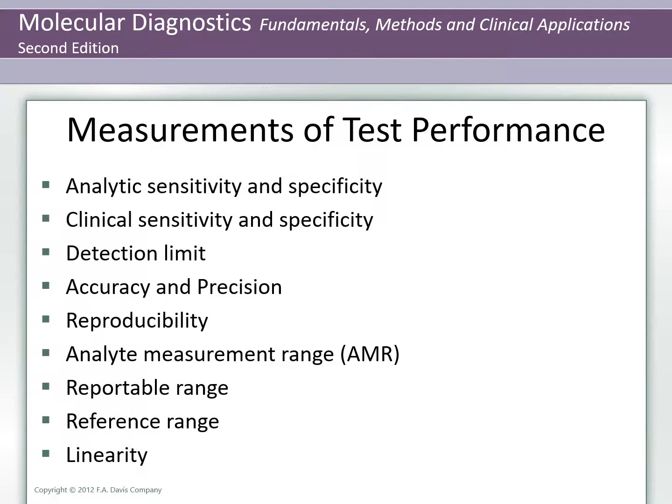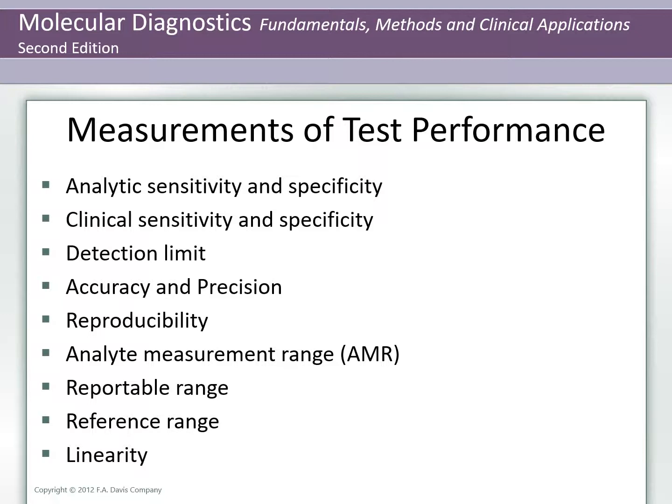Test performance is assessed by several criteria. Analytic sensitivity is evaluating the change in an assay response with the corresponding change in an analyte. Analytic specificity is the ability to detect the analyte itself and not non-specific targets. Clinical sensitivity and specificity will be discussed a little bit more on the next slide. Detection limits evaluate the lower limit detection of the analyte. Accuracy is evaluated to ensure that the method can produce correct results, and precision is evaluated to see that the results agree between independent test results.